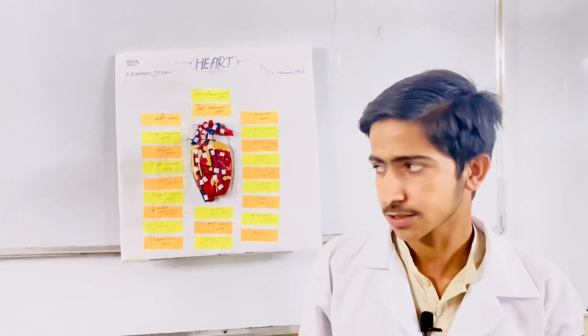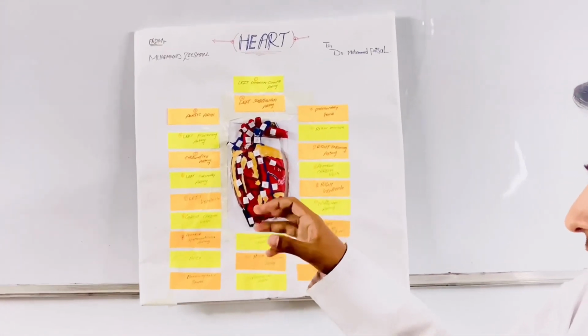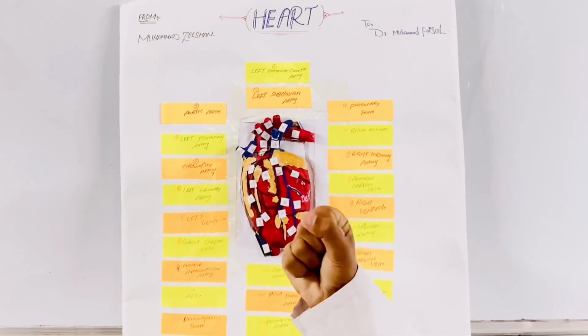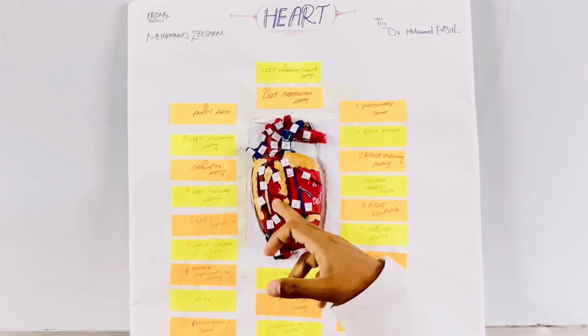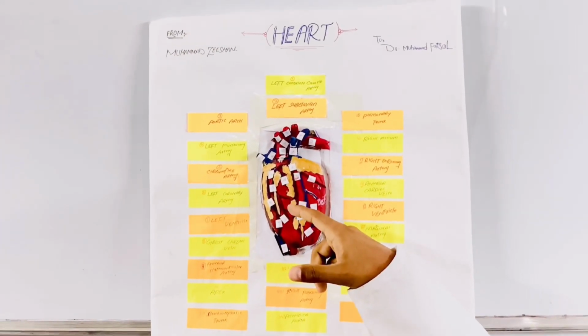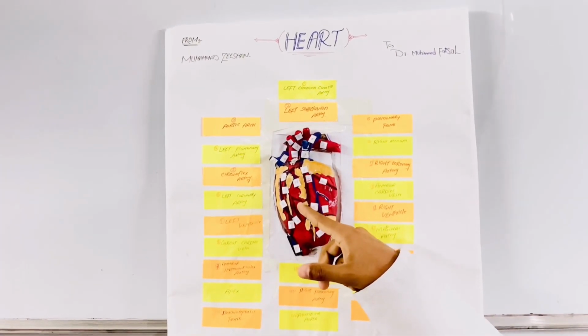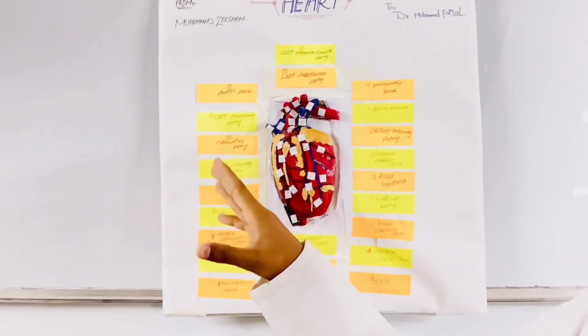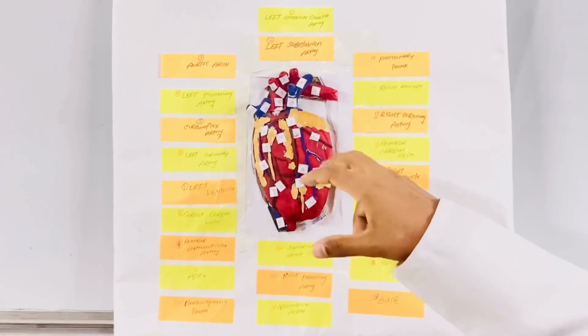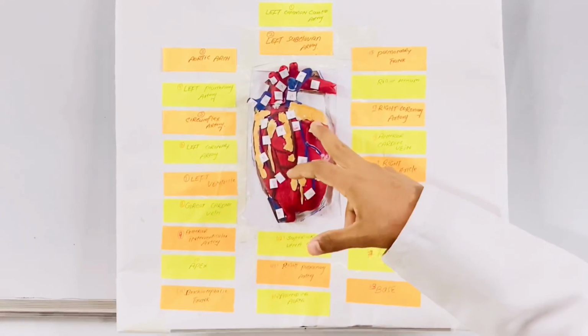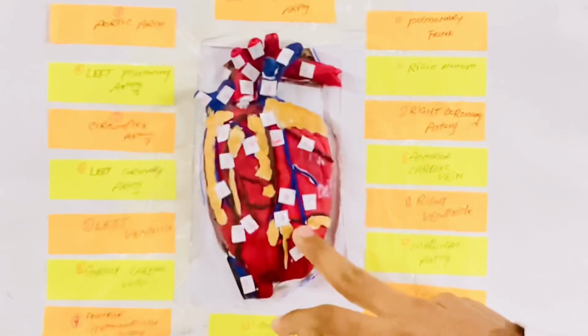And today we are discussing the heart. The size of the heart is about a human fist, and the weight in a male is 250 grams and in a female 250 to 300 grams. So the heart contains 4 chambers: right atrium and left atrium, right ventricle and left ventricle.